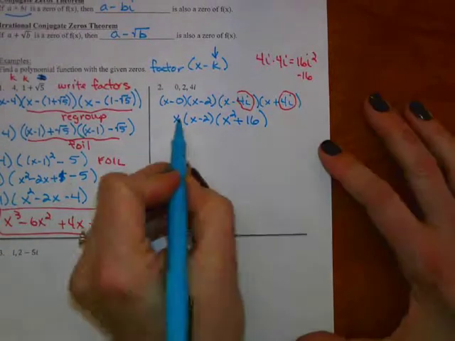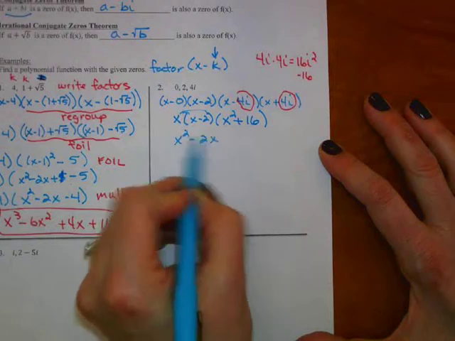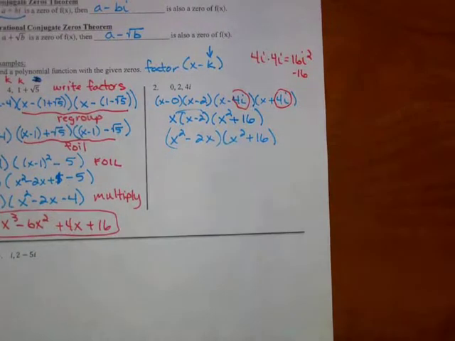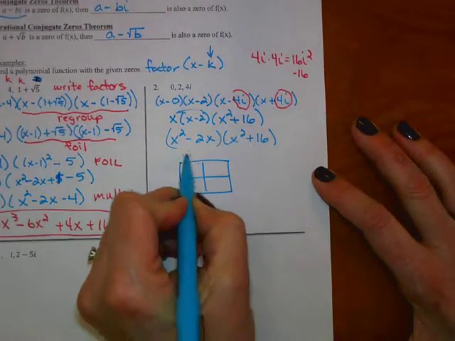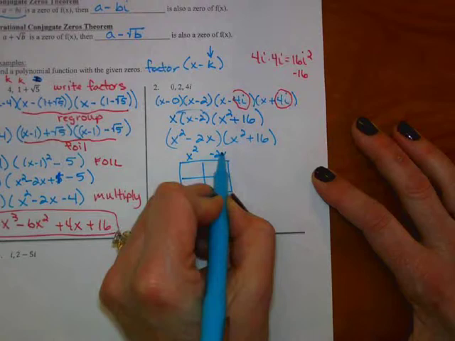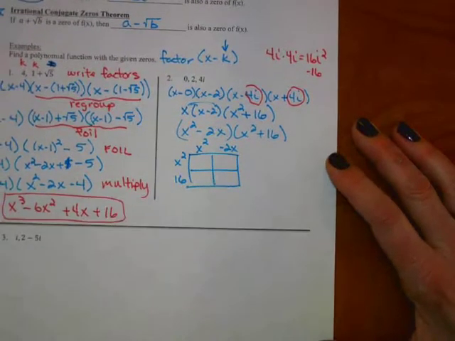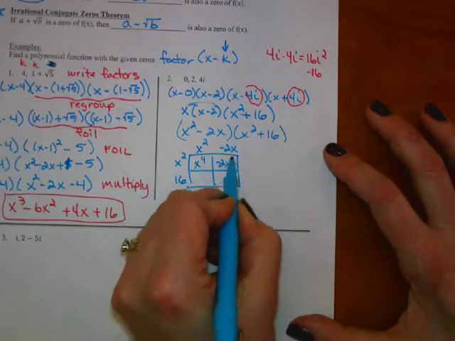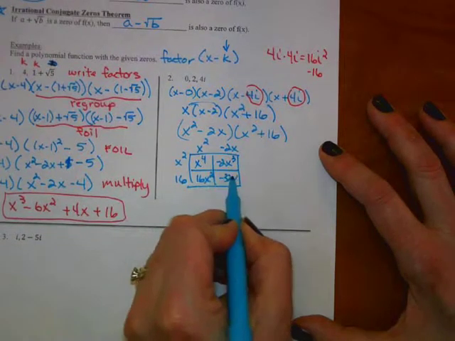I'm just going to distribute this: x squared minus 2x, x squared plus 16. And then let's just do this box method for the heck of it. I don't care what method you use. You got to multiply those two. So whatever method you prefer, I'm going to just use the box. x to the 4th minus 2x cubed, 16x squared minus 32x.